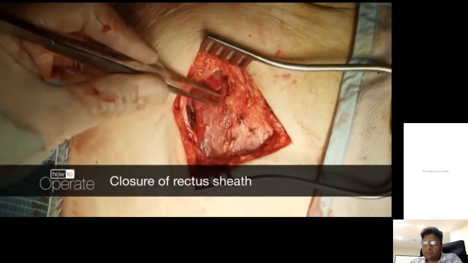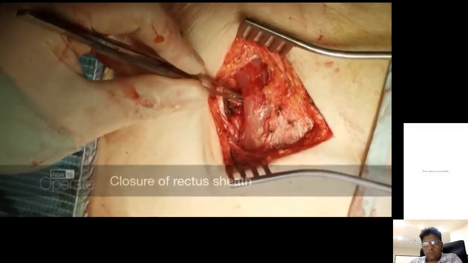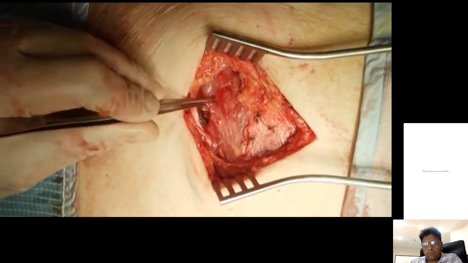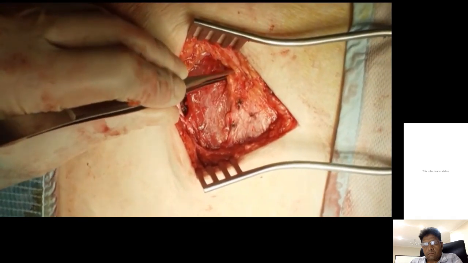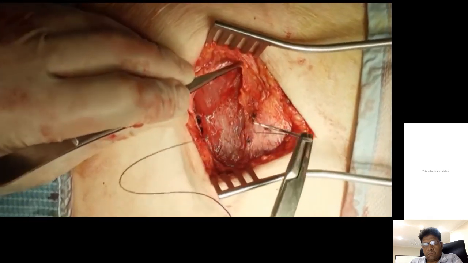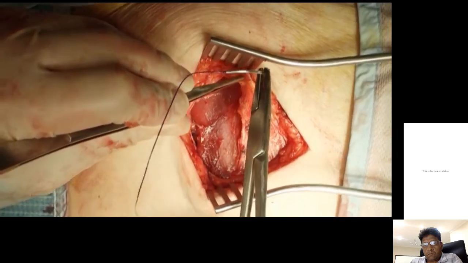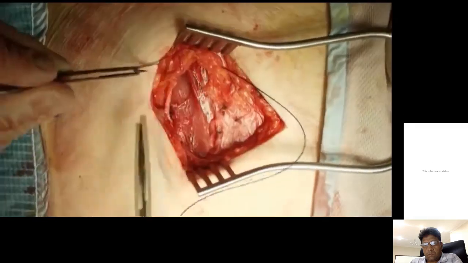We're going to close the anterior rectus sheath now. We've closed the peritoneum. The rectus sheath we didn't actually remove, we just retracted it, if you remember. So all we have to actually close now is the anterior rectus sheath. Good big bites.